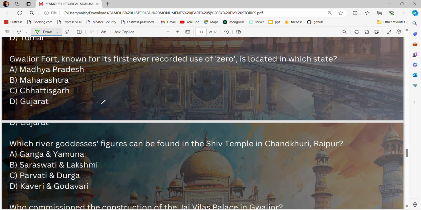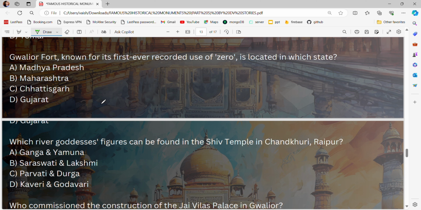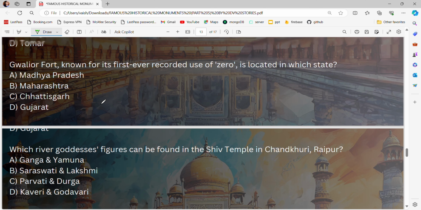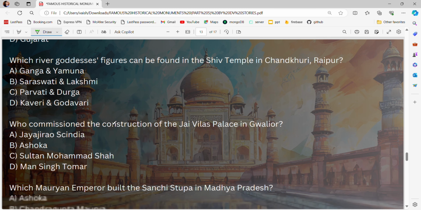Next, Gwalior Fort, known for its first ever recorded use of zero, is located in which state? And the options are Madhya Pradesh, Maharashtra, Chhattisgarh, Gujarat. And here the answer is Madhya Pradesh.